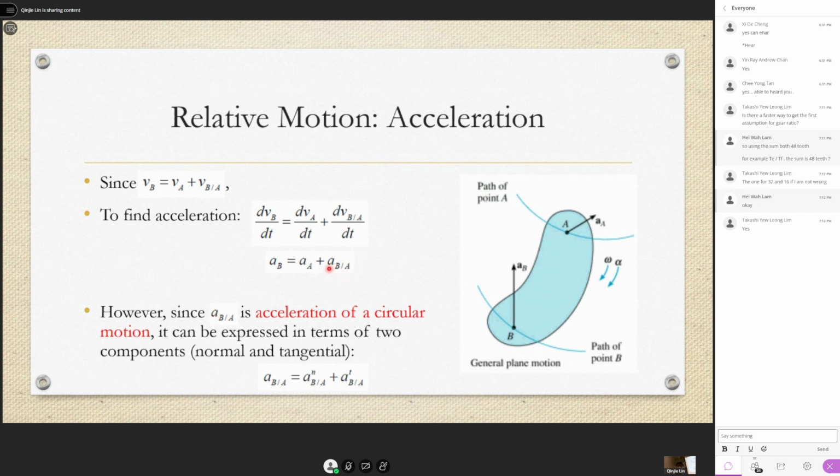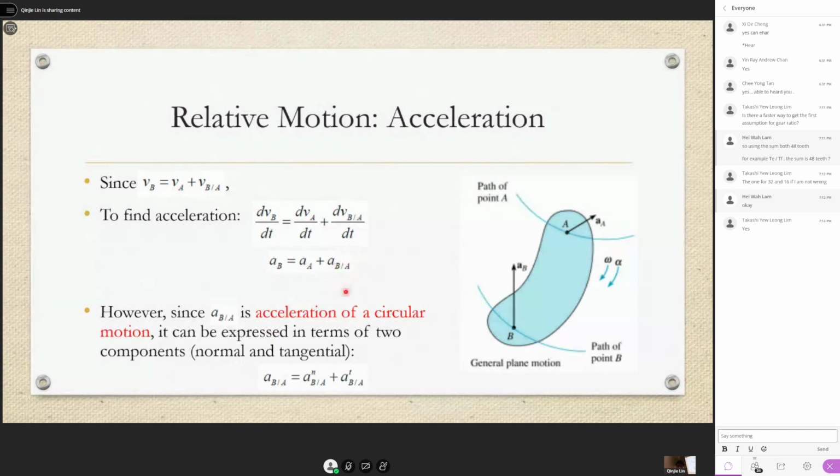Okay, because for velocity, remember this component here, we know that it will be circular motion. But for acceleration, there will be more terms. Okay, since this is acceleration of circular motion, it can be expressed in terms of two components. Remember when we studied circular motion, we have a tangential component and then another centripetal component, the radial component. Tangential and radial. So we have two terms there.